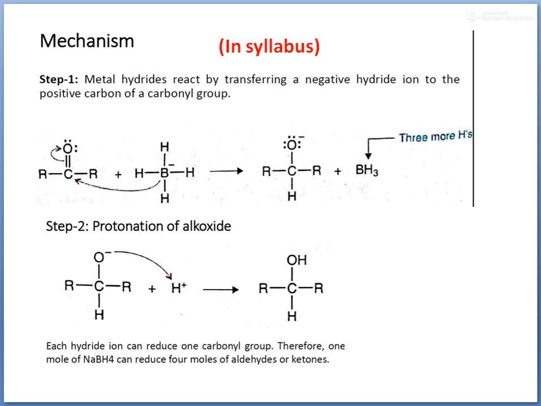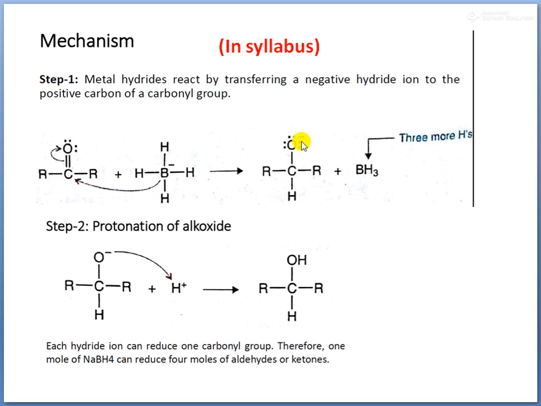Let us see the mechanism of reduction using sodium borohydride. The first step is the hydride ion transfer. The metal hydride, that is the BH4- part, reacts with the carbonyl part, and it transfers a hydride ion to the carbonyl's carbon. The negative hydride ion is transferred to the positively charged carbon of the carbonyl group. So this gives an alkoxide ion like this.